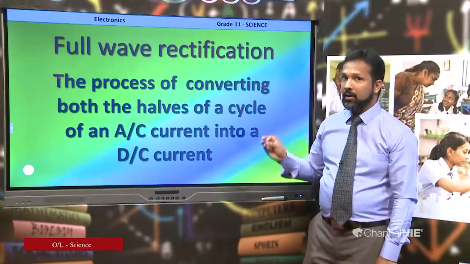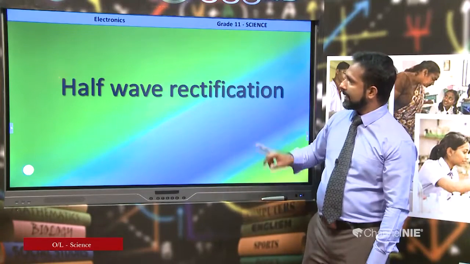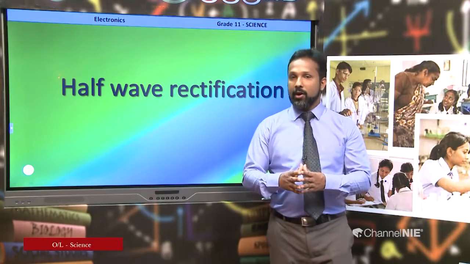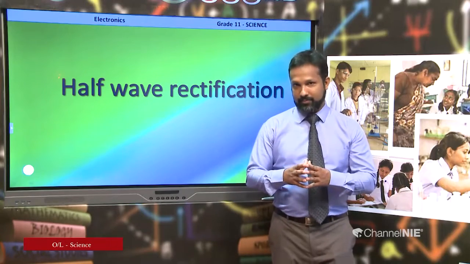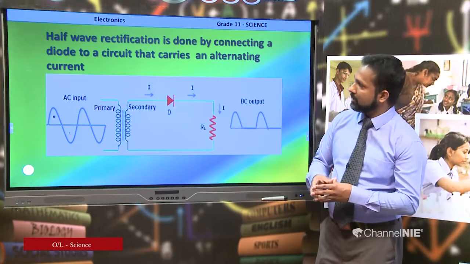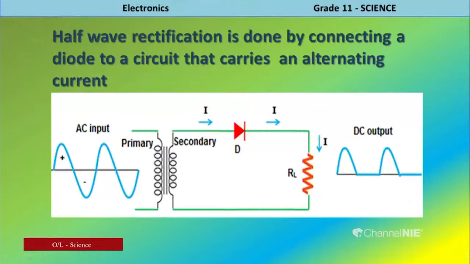We can study how this takes place through simple activities. First of all, let's focus our attention on half wave rectification. As you can see, this is the circuit that we have to arrange for the process of half wave rectification. Half wave rectification is done by connecting a diode to a circuit that carries an alternating current.